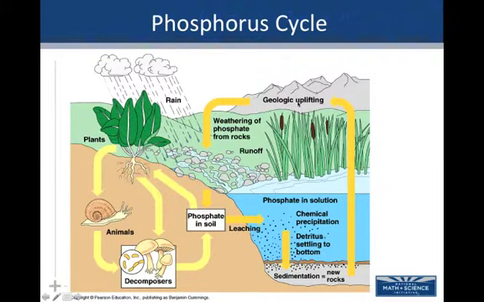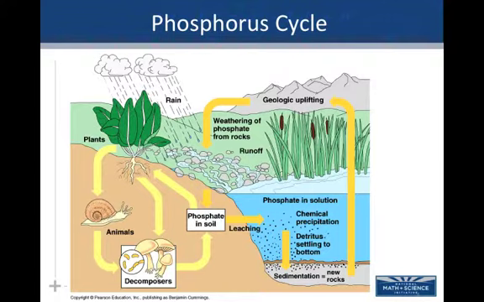Now we're going to move on to the phosphorus cycle, and unlike the nitrogen cycle, which has an atmospheric component, phosphorus does not exist in the atmosphere. So phosphorus tends to be fairly localized. And at the end of going over these cycles, I'm going to show you where things can go wrong.